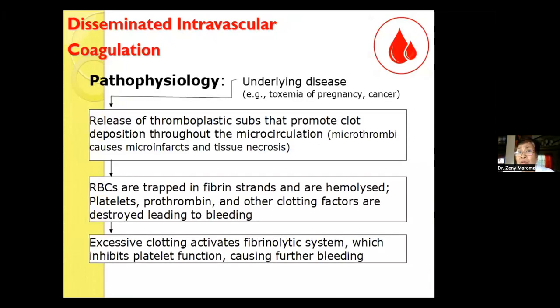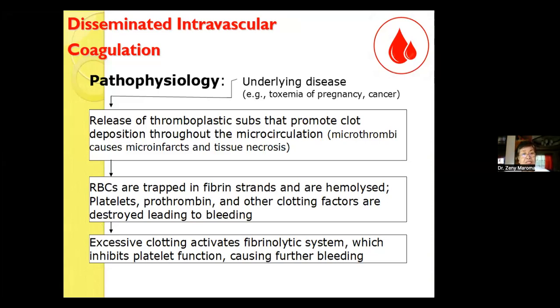Controversial. So actually, ano nangyayari? Pathophysiology, simpleng maintindihan. So underlying disease, it could be toxemia sa pregnancy o kaya ay cancer. Si patient, nakita sa CT scan, ay meron pala siyang chronic pancreatitis. So saan niya nakuha yung chronic pancreatitis? Chronic infection because of alcohol abuse.